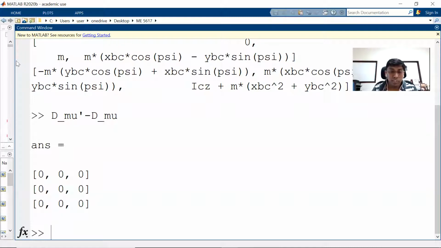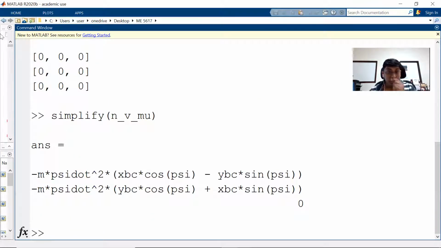Similarly, we can see the simplification of NV mu. So this is very clear. You can see this is giving the radial acceleration. That is the only thing that exists here. So that we obtained straightforwardly here, right? So that is what we can see. Then we can go up.